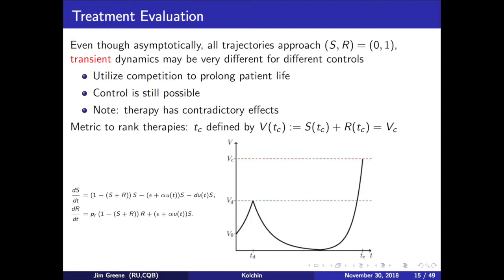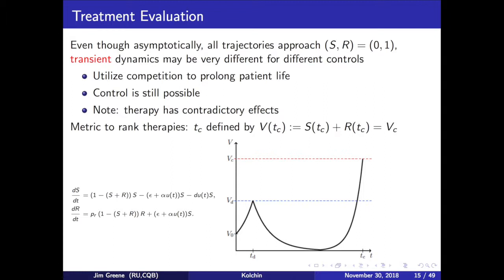And the idea is, because you have this competition between the resistant and sensitive cells, maybe you can utilize this competition to prolong patient life, long enough that you can at least maximize the efficiency of a treatment, right? So there's still some essence of control. And again, I use control in quotes here. I mean, it depends what you mean by that. But you can still at least do something. It's not like everything is out of your hands. And this is interesting again, because therapy has contradictory effects.